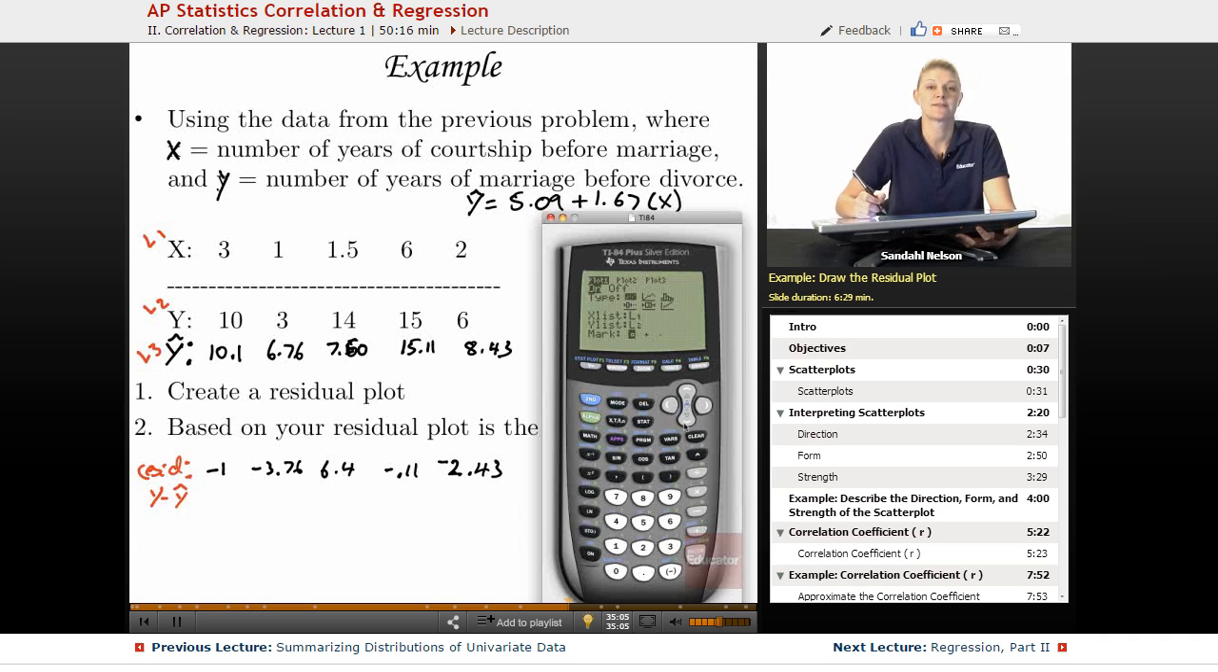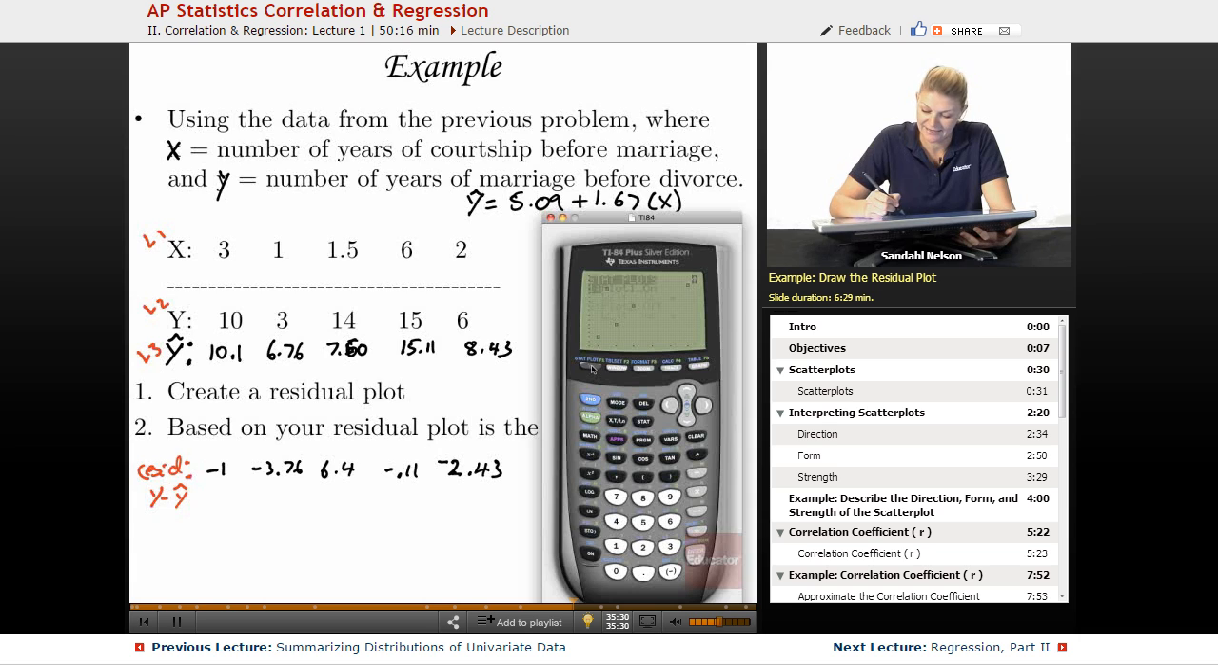So let's first look at the scatter plot of our two variables, years of courtship and years before divorce. All of our x's are in list 1, all of our y's are in list 2, and we can say zoom stat. And here's what our scatter plot looks like. We don't have very many numbers, so it's not a great plot, but it looks kind of linear. Now let's go back and make this a residual plot.